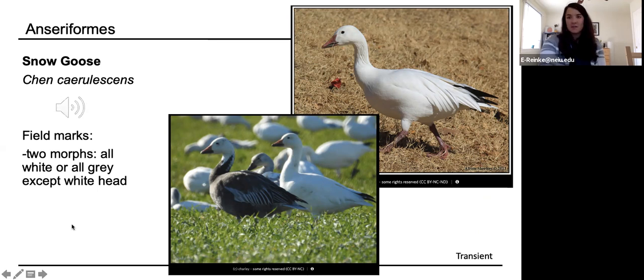So that's actually a chorus of them. This is a bunch of them together, probably flying in a V or in a flock. You won't need to ID a single snow goose from a single Canada goose.